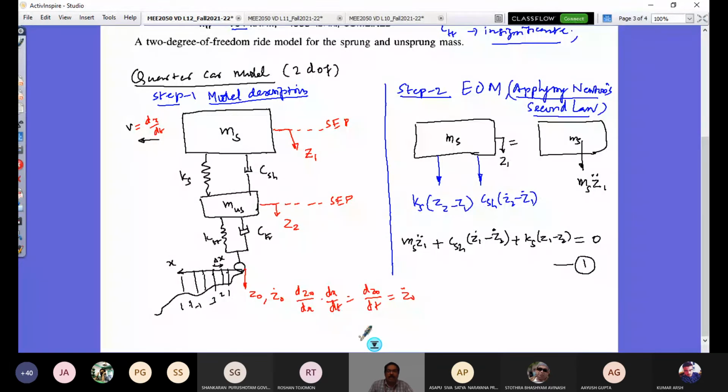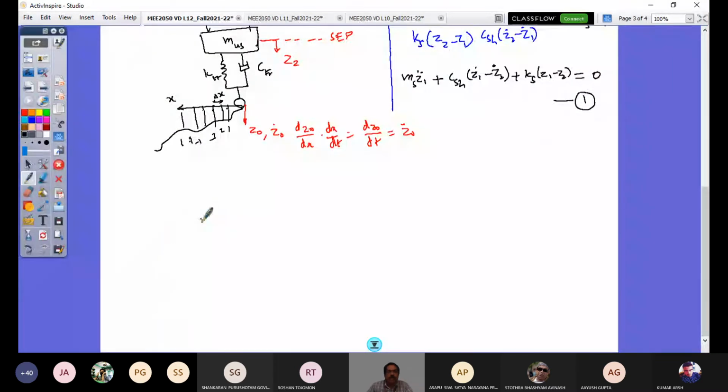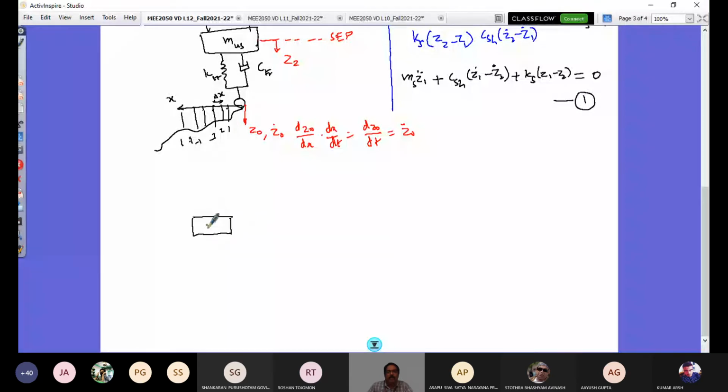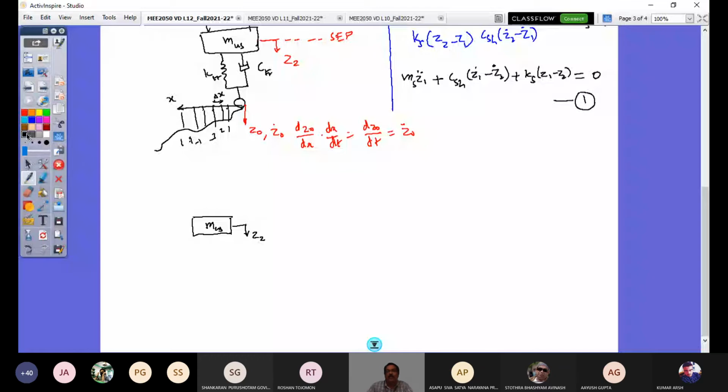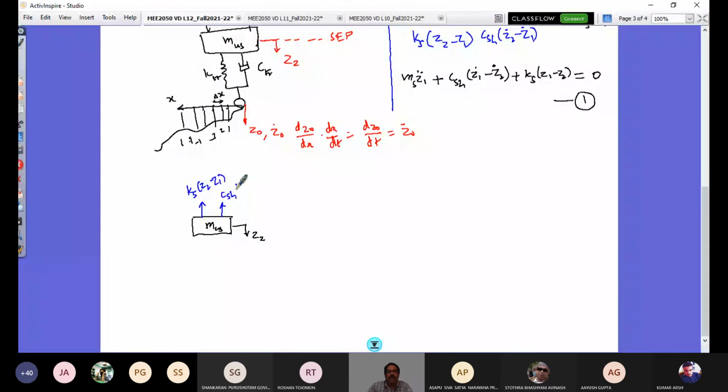So now for the other equation, I have to draw a free body diagram of the unsprung mass. So let me put an unsprung mass, it's smaller compared to that. This is MUS, and this undergoes displacement Z2. And what are the forces now acting on this? The forces already connected to the sprung mass, those two which we have written here: Ks into Z2 minus Z1 and CSH into Z2 dot minus Z1 dot, right?